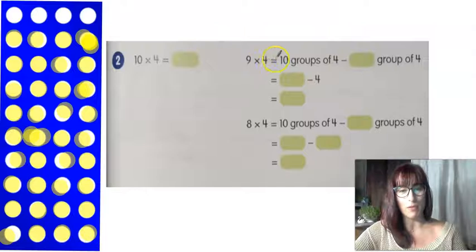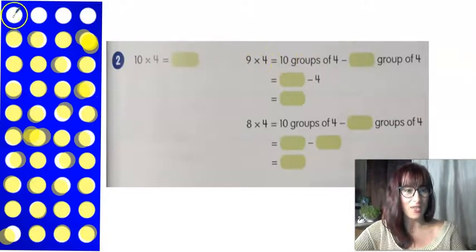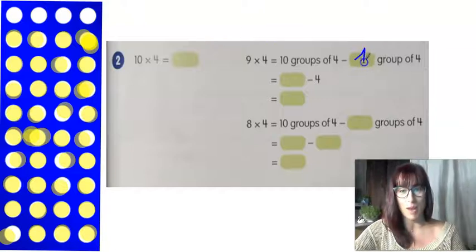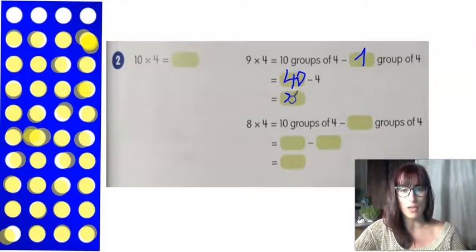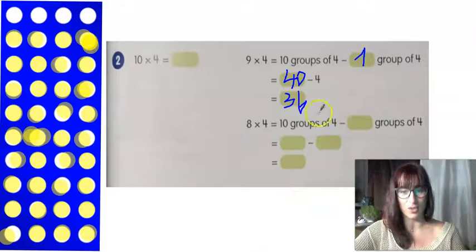So 9 multiplied by 4, again, I'm going to use 10 groups of 4 minus, well, I'm going to have to take how many groups? Because we only need to find out what is 9 multiplied by 4. So as you can see, we have 1 that's extra. So let's take again. Minus 1 group of 4, which means 10 groups of 4 is 40 minus 4 is, we can count back if you need to, 36. So 9 multiplied by 4 is 36.